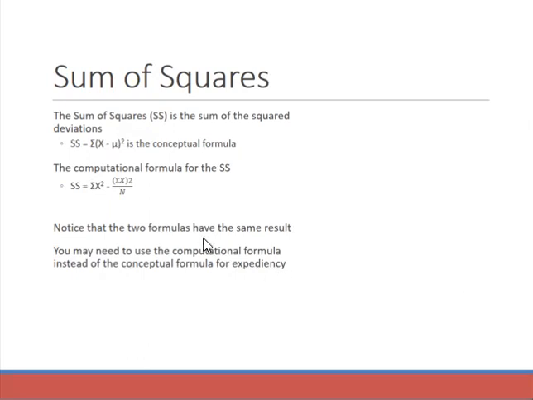But with the computational formula, you square each score and take the sum, and subtract from it the sum of X, squared, divided by N. It gives you the same thing. We'll go through an example in class, but you'll get the exact same thing. Sometimes the computational formula is a little more efficient, so I just want you to be aware of that.